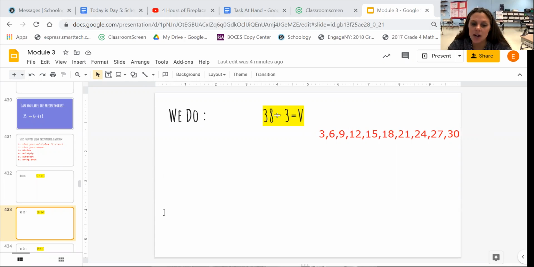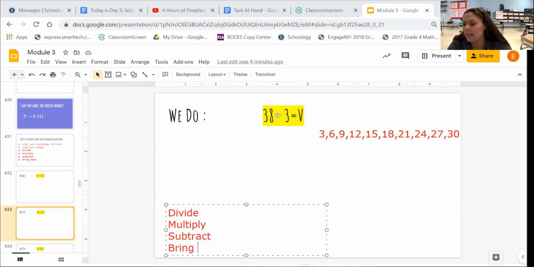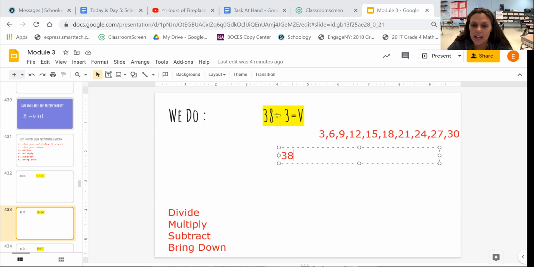And then we list our steps: divide, multiply, subtract, bring down, dad, mom, sister, brother. And we have our equation, 38 divided by 3. So our first step, do you remember? We're trying to see if 3 can go into 3.